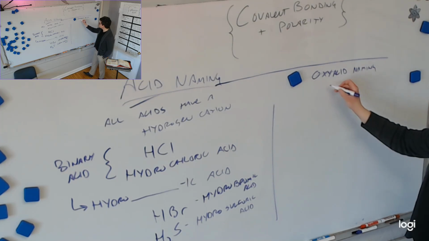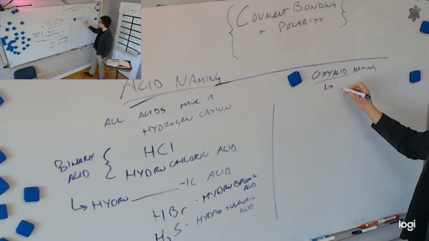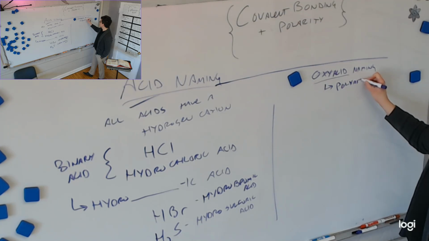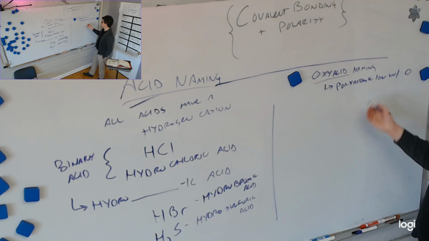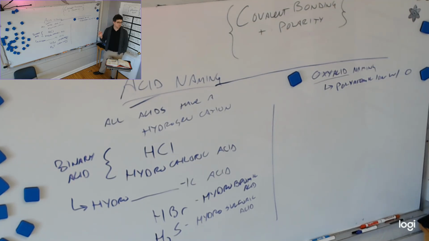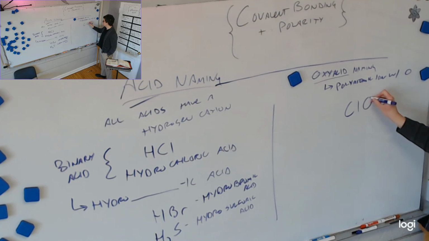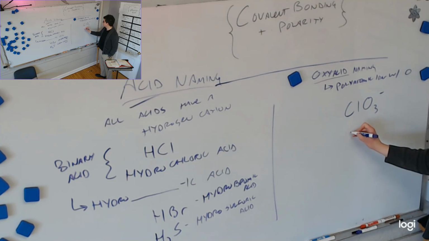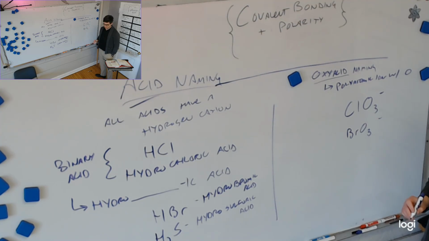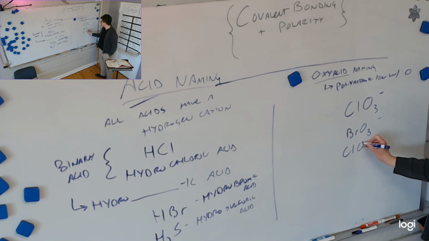But if it's an oxyacid, this means that it contains a polyatomic ion with an oxygen. So what are some polyatomic ions that have an oxygen in them? You should know these all, so give me 3 examples. Chlorate. What is another one? Bromate. That's another one. Chlorite. Good. I'm glad you chose that one.